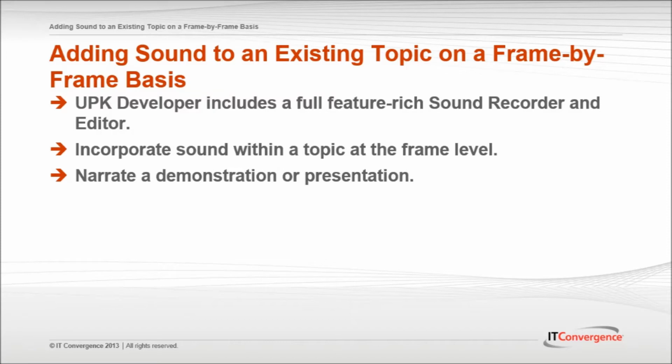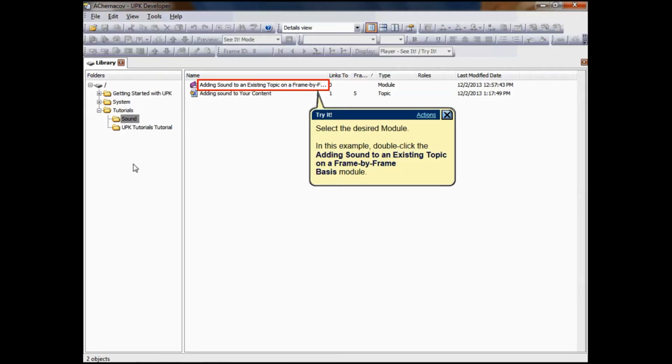With the recorder, you can incorporate sound within a topic at the frame level to narrate the topic. This technique can also be used to create a narrated demonstration or presentation, allowing users to listen to the information rather than reading it. To enhance existing frames with sound, the first step is to select the appropriate frame.